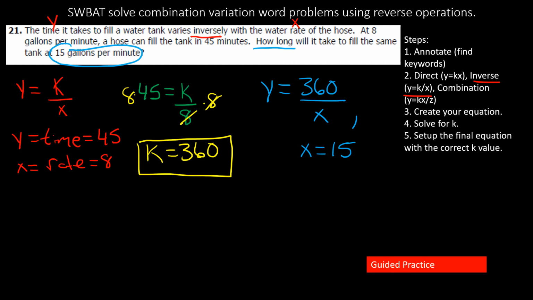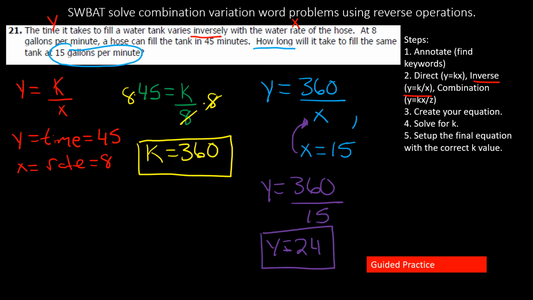So we're going to take this and we're going to substitute this in. So we're going to say y equals 360 over 15. Okay, so you're going to do 360 divided by 15, and that would be 24 minutes, or 24 gallons per minute, right? I'm sorry, 24 minutes total. And this makes sense, right?